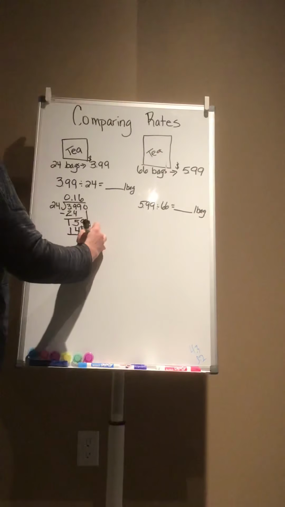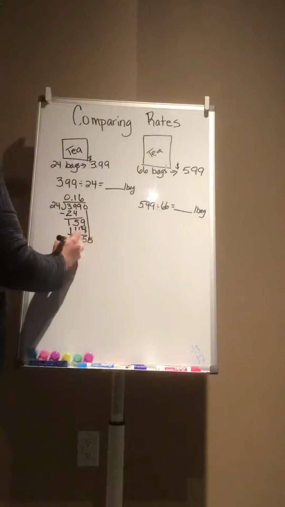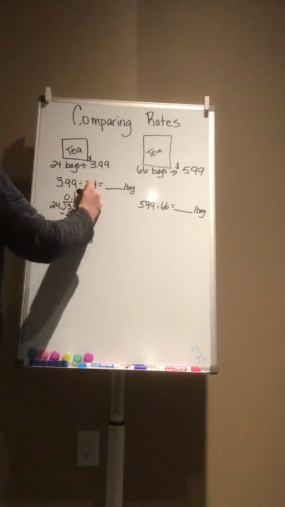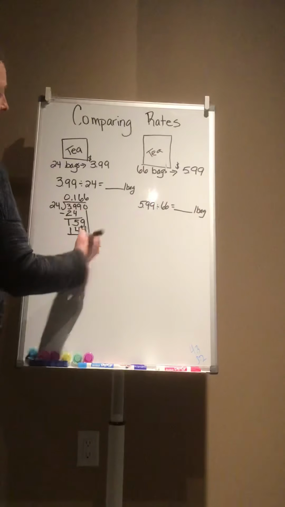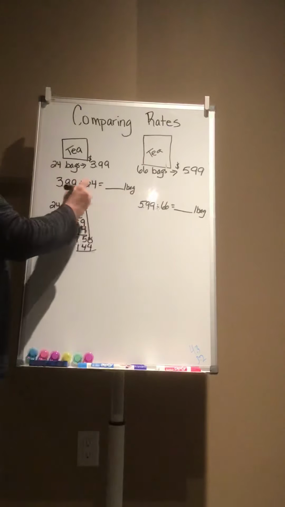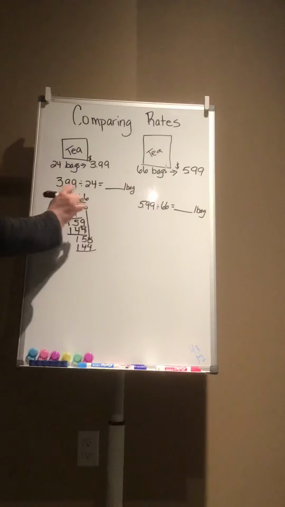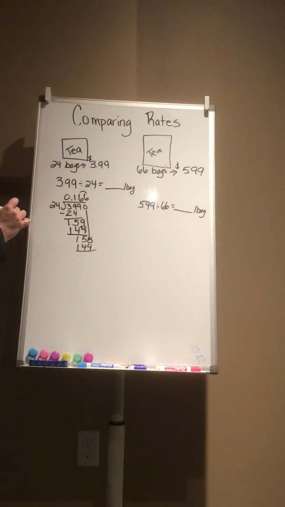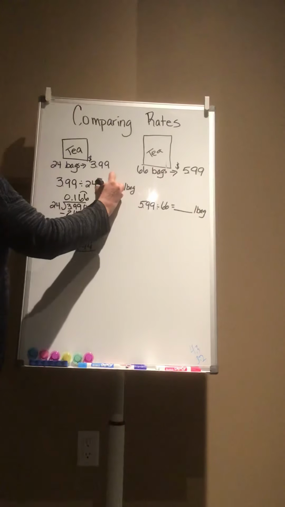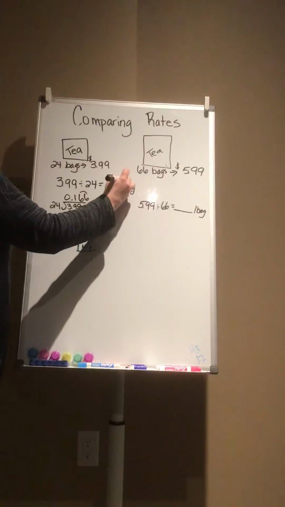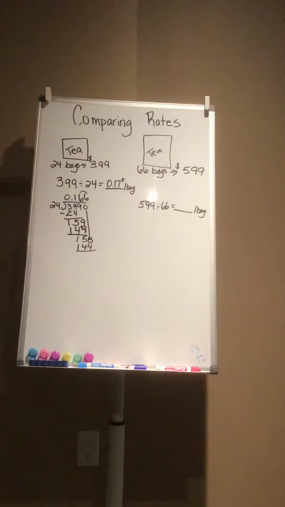I'm going to bring down one more 0, and I basically have the same thing. 144, and that's going to give me, again, the repeating 6. The reason I wanted to go to this decimal place is, is this 6 big enough to change this 6? And yes, it is. So each of these tea bags is going to cost about 17 cents per bag.